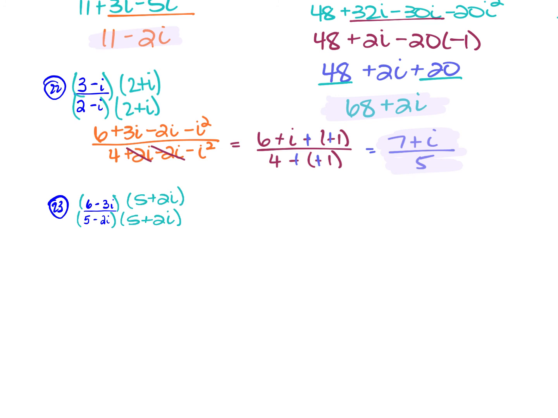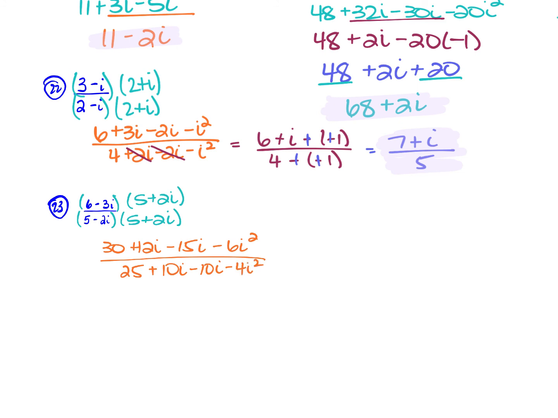We have 6 times 5, which is 30. 6 times 2i is 12i. The negative 3 times 5 is negative 15i. And negative 3i times 2i is negative 6i squared. This goes over 5 times 5, which is 25. 5 times 2i is 10i. Negative 2i times 5 is negative 10i. And negative 2i times 2i is negative 4i squared.